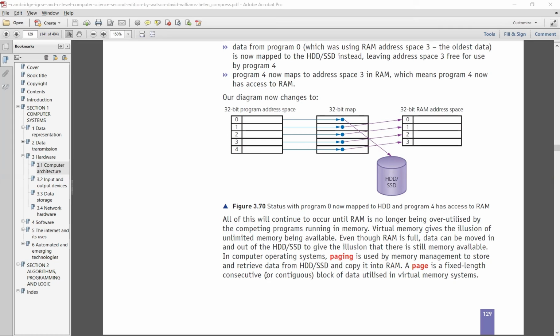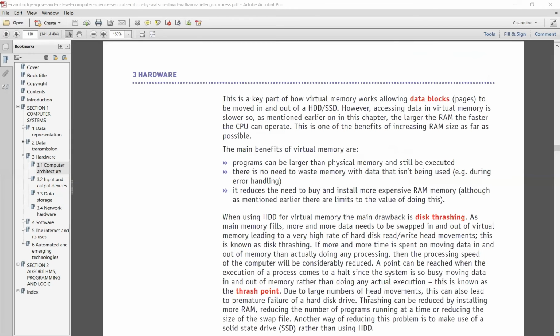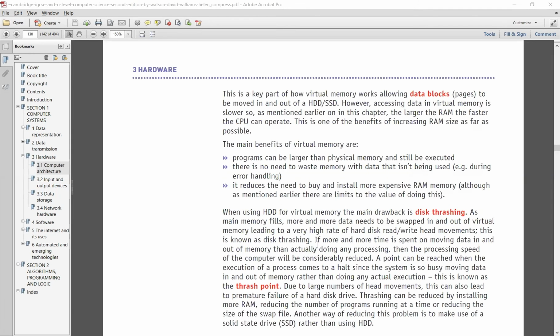And a page is a fixed length, consecutive block of data utilized in VM systems. So these two terminologies you should be aware of. Besides this, you need to know that you keep on definitely swapping the data.